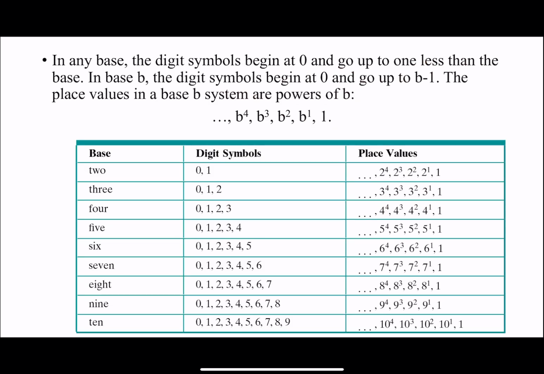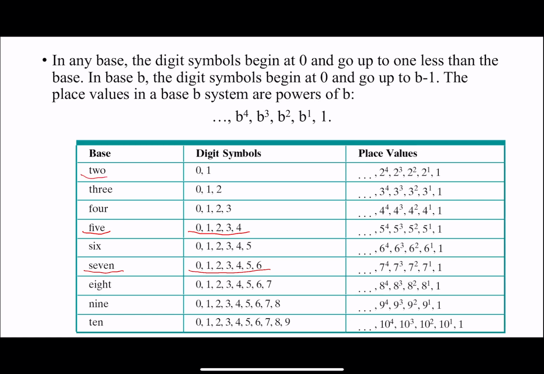Okay, so in any base, the digit symbols begin at 0 and go up to 1 less than the base. For example, if you are talking about base 7, the digits that are allowed start from 0 and go up to 1 less than the base. 7 minus 1 is 6, so 0 to 6. So in base 7, the digits that are allowed are from 0 to 6. In base 5, the digits that are allowed are from 0 to 4.